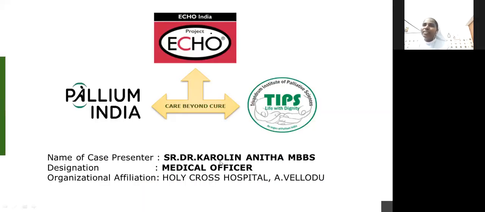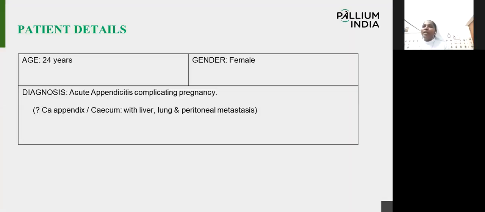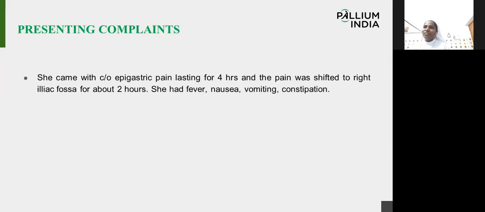For the case presentation, I have taken a 24-year-old female. When the problem started, she was diagnosed with acute appendicitis, which was complicating her pregnancy. Later, carcinoma of the intestine with metastasis was found, but the primary cancer site was not diagnosed until her death. She came with a complaint of epigastric pain lasting 4 hours, and the pain shifted to the right iliac fossa for about 2 hours. She also had fever, nausea, vomiting, and constipation.